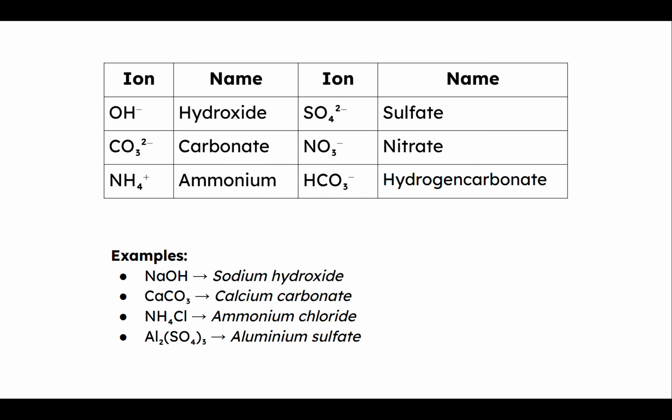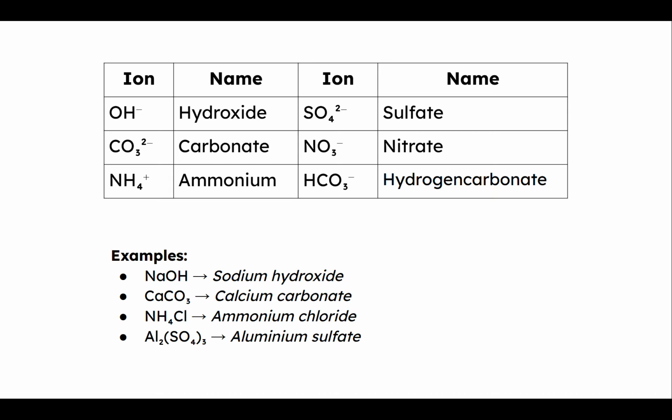Now, there are some polyatomic ions. This just basically means that the whole ion is made up of more than one atom. A very common one is hydroxide. So here we have an oxygen and a hydrogen with a negative charge. This acts as an anion and we call it hydroxide. So for example, if we had NaOH, we would call this sodium hydroxide.